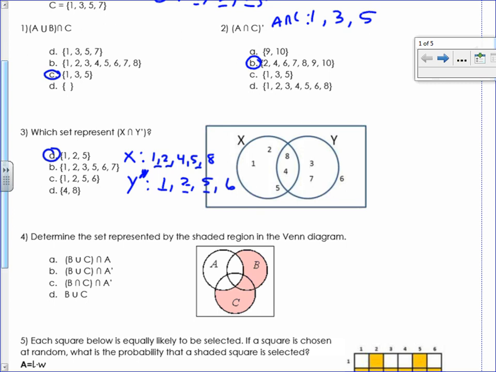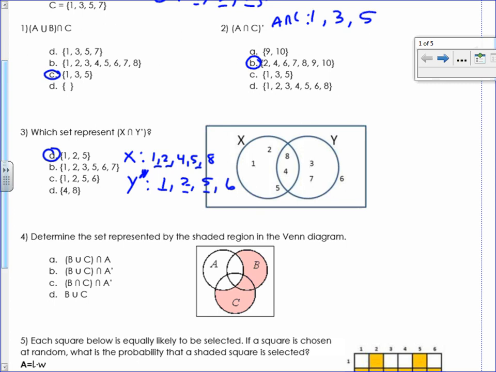The question says, what's in the intersection of X and not Y? If it is the intersection of X and not Y, why wouldn't it be 4 and 8? Okay, but 4 and 8 are in Y. It has to be things that are not in Y. And 6 is not in X, so it can't be part of the intersection of X and not Y.